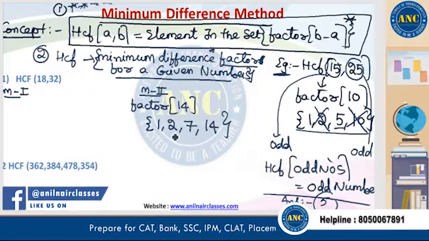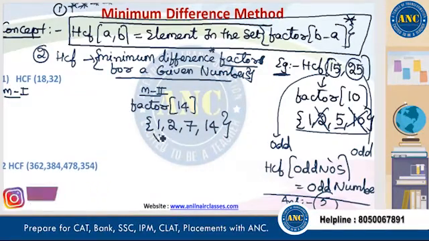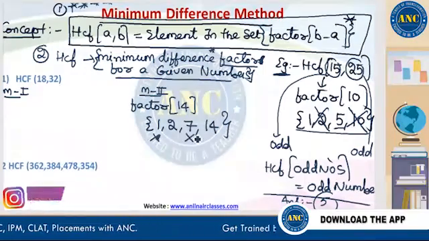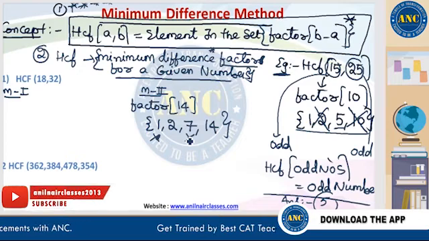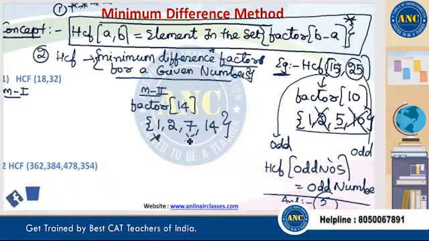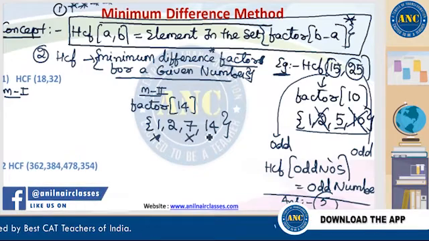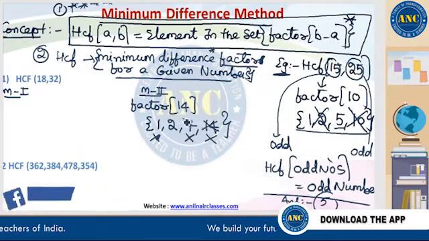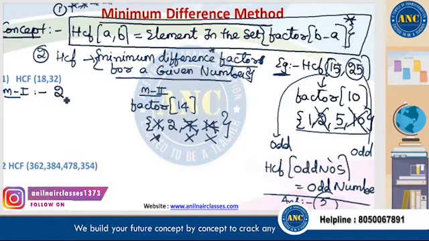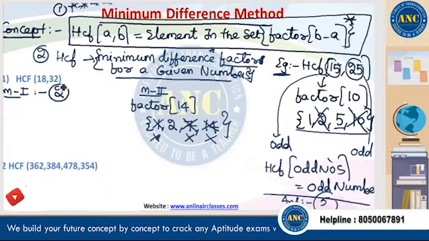HCF of any two even numbers will be an even number. So 1 anyway, 1 will divide every other number. 7 is out. Are you all with me, right, sir? 7 is out. If 7 is out, obviously 14 will be out. 7 is out, 14 will be out, 1 is out. Answer is 2.